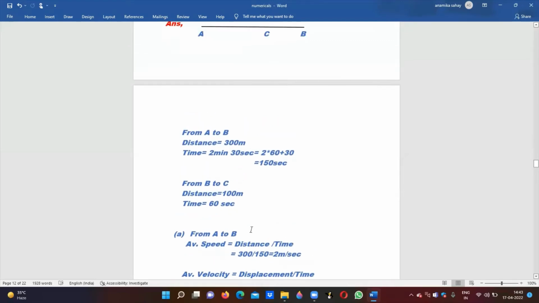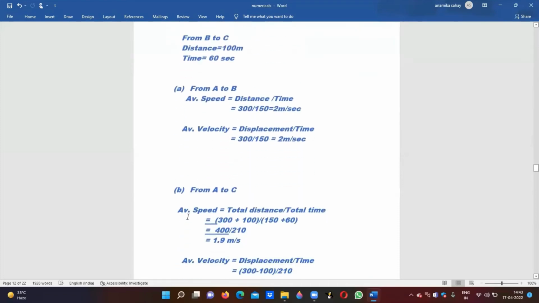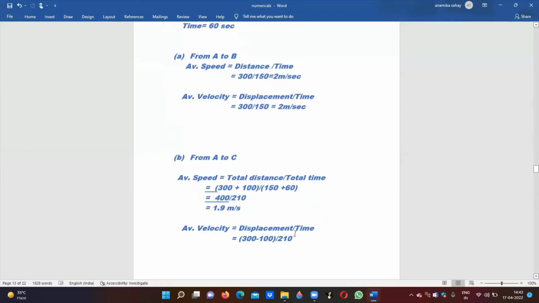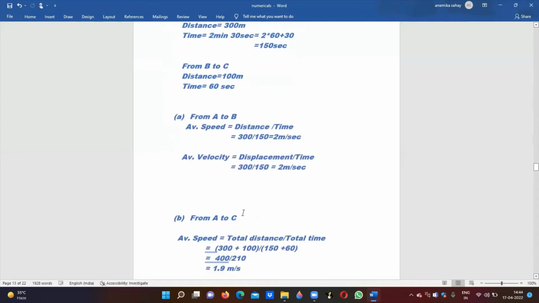Now, in the case of B to C, we have distance from A to B, then C. The displacement is only A to C, right? So in the case of A to C, the average speed will be total distance, that is 300 plus 100, and total time 150 plus 60. That will become 1.9 meter per second. Average velocity is displacement by time, so we will take only this distance.